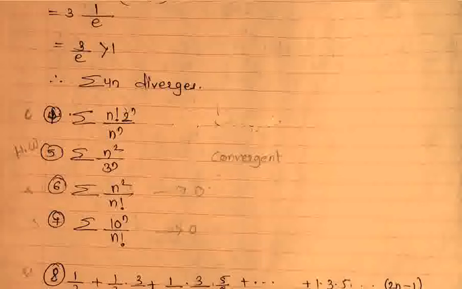So it's going to be e. The value of e is 2.718, etc. So which is greater than 1. So by d'Alembert's ratio test, the sum of un diverges.